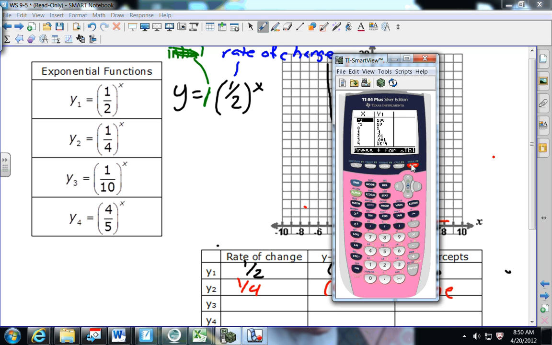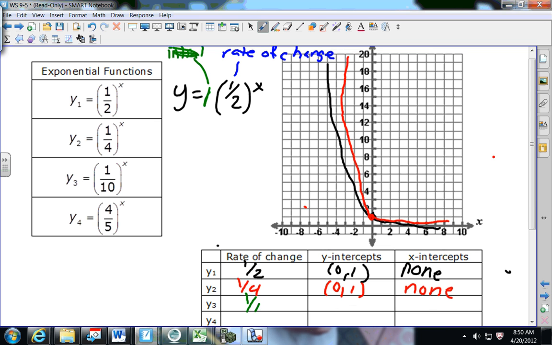Now, let's see. I bet my y-intercept is (0, 1). So right here, my rate of change is 1/10. My y-intercept is (0, 1), and there is none here because it just gets closer. The y-intercept is the initial starting place, the initial number. That's what's going on right here. All right, so 1/10, I still start at 1, but I'm really steep right here.